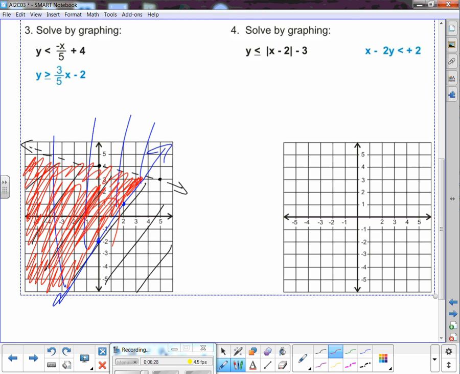So y-intercept first. The black one starts at 0, 4. Use your slope, down 1 to the right 5. Dotted line, less than, shade below. Blue one, start at -2 on the y-axis. Slope is 3/5. Go up 3 to the right 5. Solid line, because it's greater than or equal to, shade above. Where do you see both? In the red area. Okay.